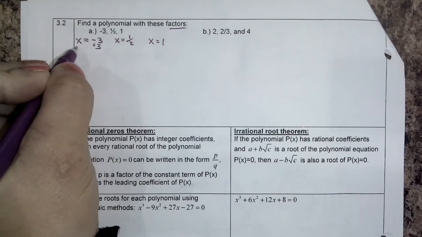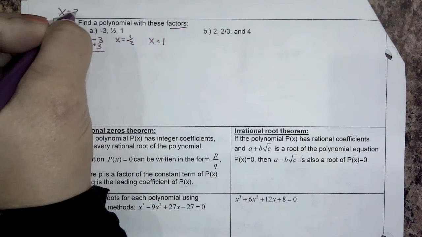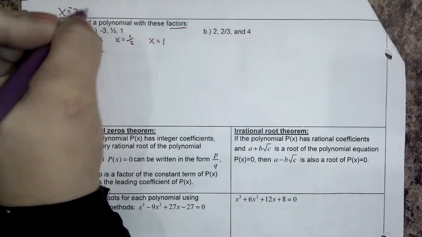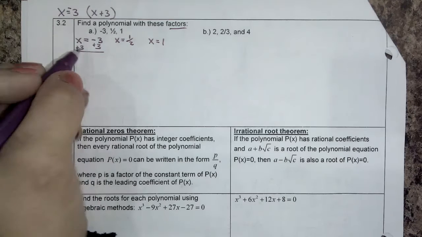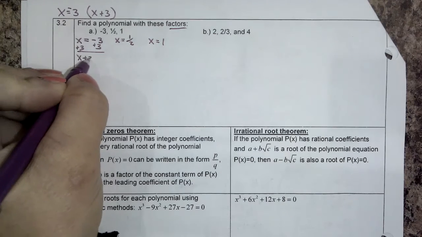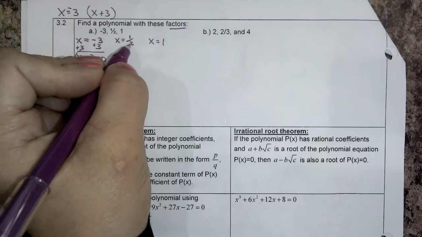So we're going to have to change it to look like a factor. Remember, if it's in this form, it's a 0. If it's in this form, it's a factor. So I'm just going to add 3 to both sides so that I get it in factored form. There is my factor now. I have to do the same thing for this.